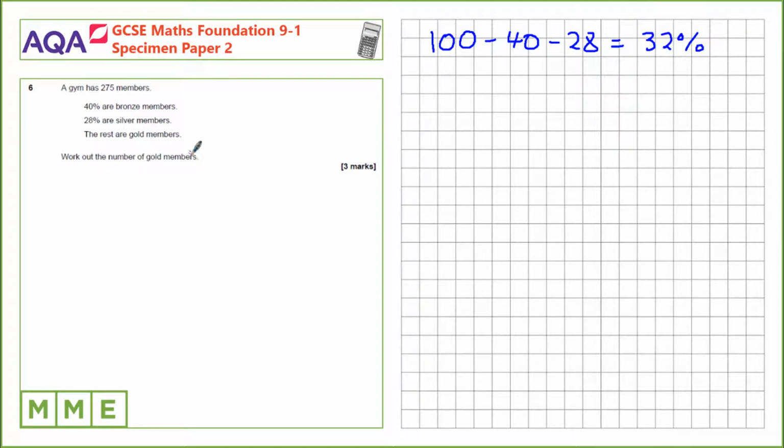Now we need to find out the number of gold members, and we'll do that by finding 32% of the total, which was 275. As a decimal, 32% is 0.32, and we'll multiply by 275 to find out the number of gold members, which is 88.